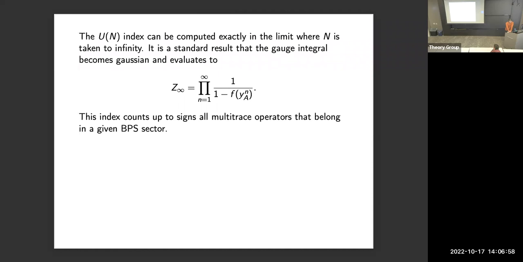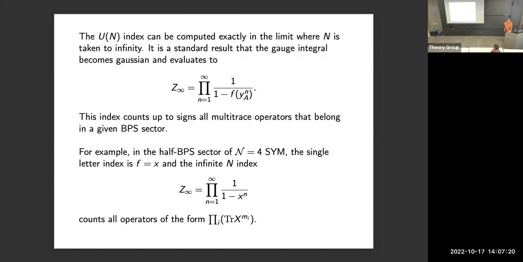The U(N) index can be computed exactly in the limit where N is taken to infinity. It's a standard result that the gauge integral becomes Gaussian and evaluates to this infinite product. So this index counts, up to signs, all multi-trace operators that belong to a given BPS sector.